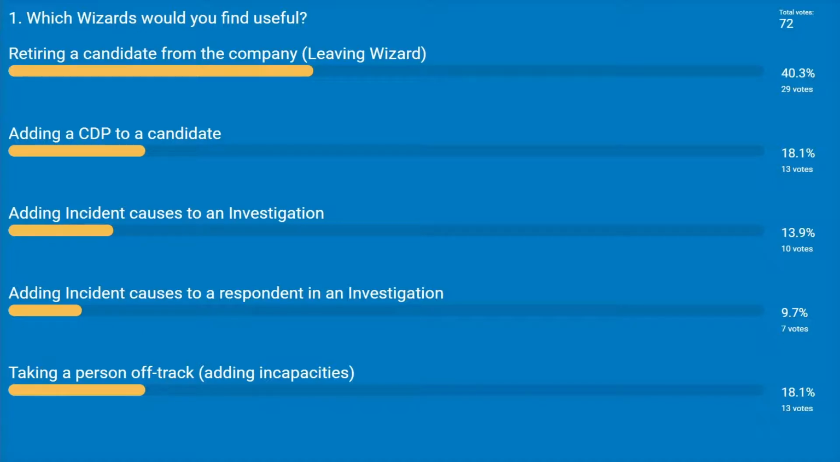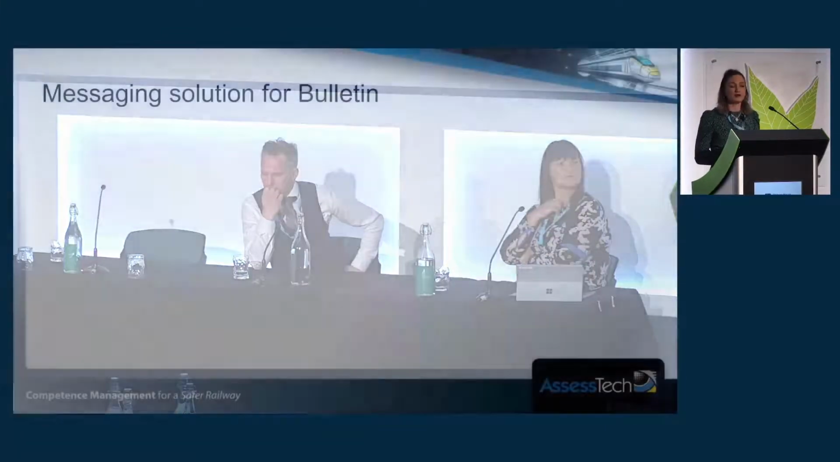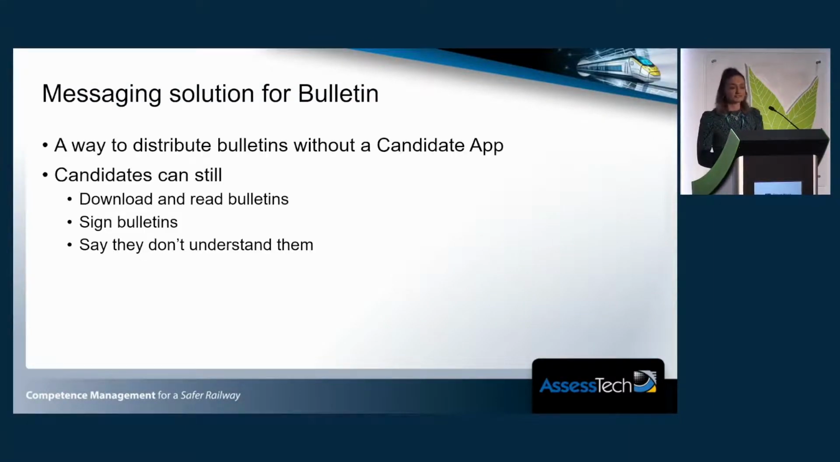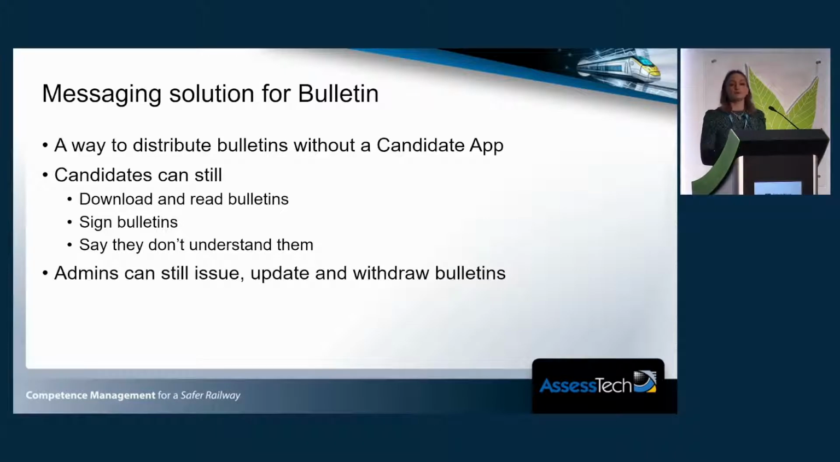Come on. Perfect. Cool. Okay, so the next thing I'm going to talk about is a messaging solution for Bulletin. So this is going to be a way to distribute bulletins to phone devices without a candidate app. So candidates will still be able to download and read their bulletins, sign their bulletins, and also feedback, so state whether or not they've read it or if they've understood it. The process for admins will be exactly the same, so you can still issue, update, and withdraw bulletins.